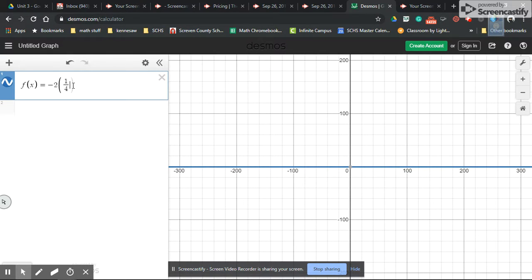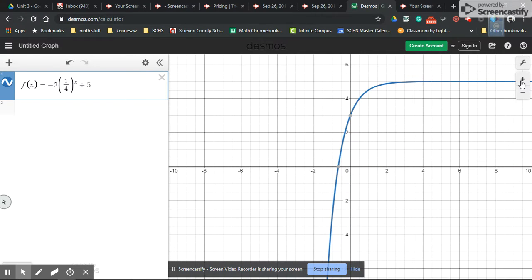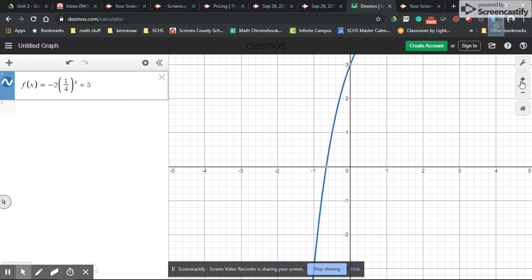Oops. Got to get out of that fraction, just like you do on the calculator, and then to the x power, and then get out of the exponent and plus 5. Okay, so you see this. Now look at the window, right? Because our window is so big from the last one, it's really hard to see what's going on here. So we want to zoom back in. And as you do, you get a much better idea of that exponential, right? So there's our y-intercept.